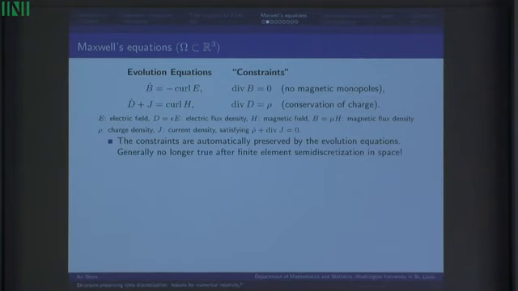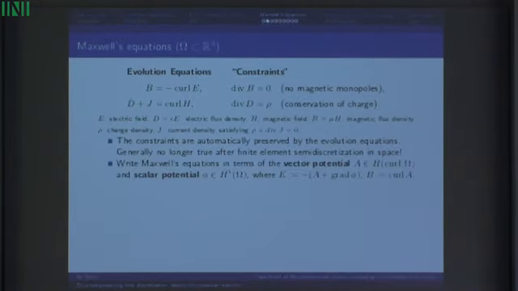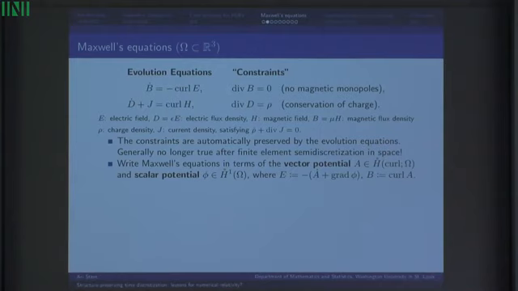However, that's true only for the exact evolution, and it's no longer true once you semi-discretize Maxwell's equations. And there are many ways of semi-discretizing Maxwell's equations. Some of them will use E and H as the primary fields, and there are various ways of trying to impose these constraints, including using Lagrange multipliers. One way we can understand where the constraints come from, though, and get an idea of one good way to discretize these equations is by writing Maxwell's equations in terms of the vector potential and scalar potential.